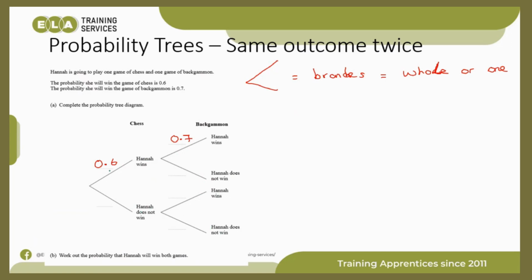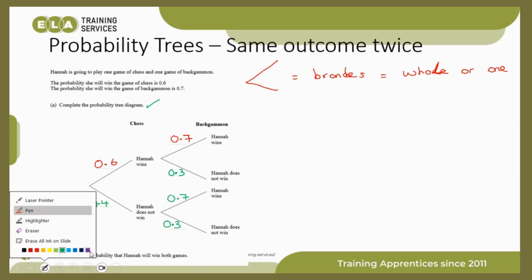So if Hannah wins is 0.6, what do we add to 0.6 to make a whole, or 1, which should be 0.4? And then what do we add to 0.7 to make a whole, which would be 0.3? And this stays the same at 0.7, and that becomes 0.3. And we've completed the probability tree diagram.